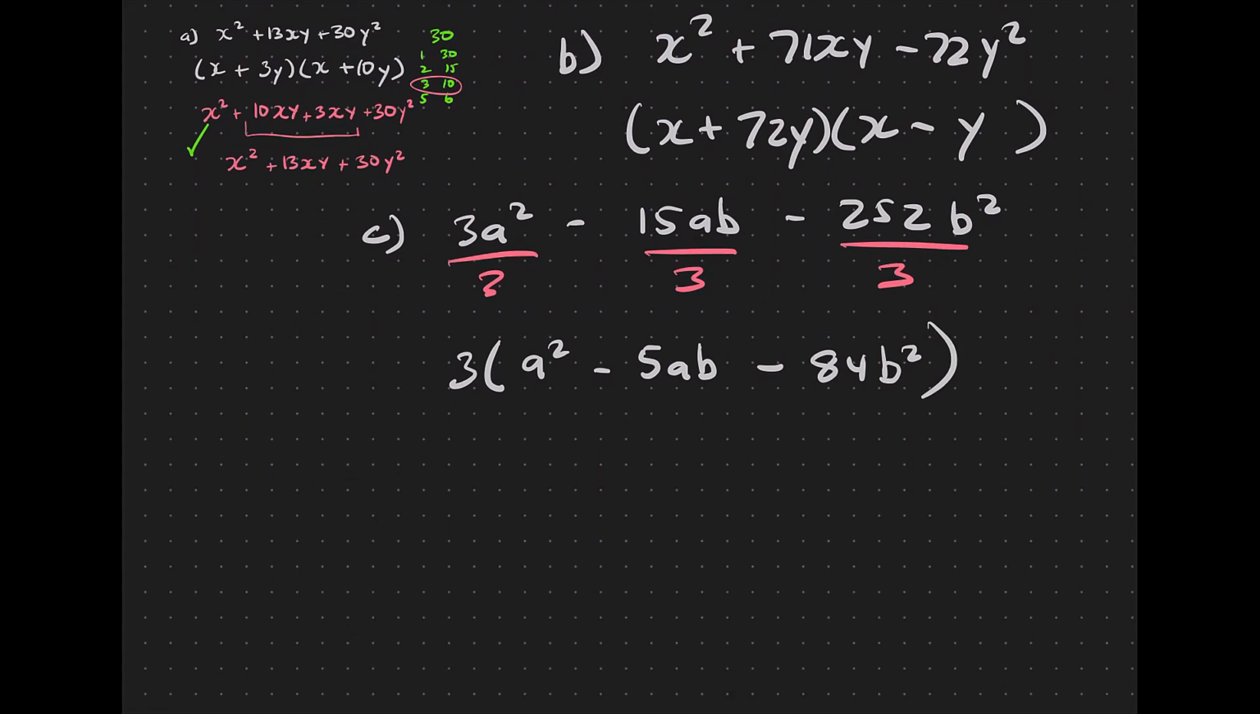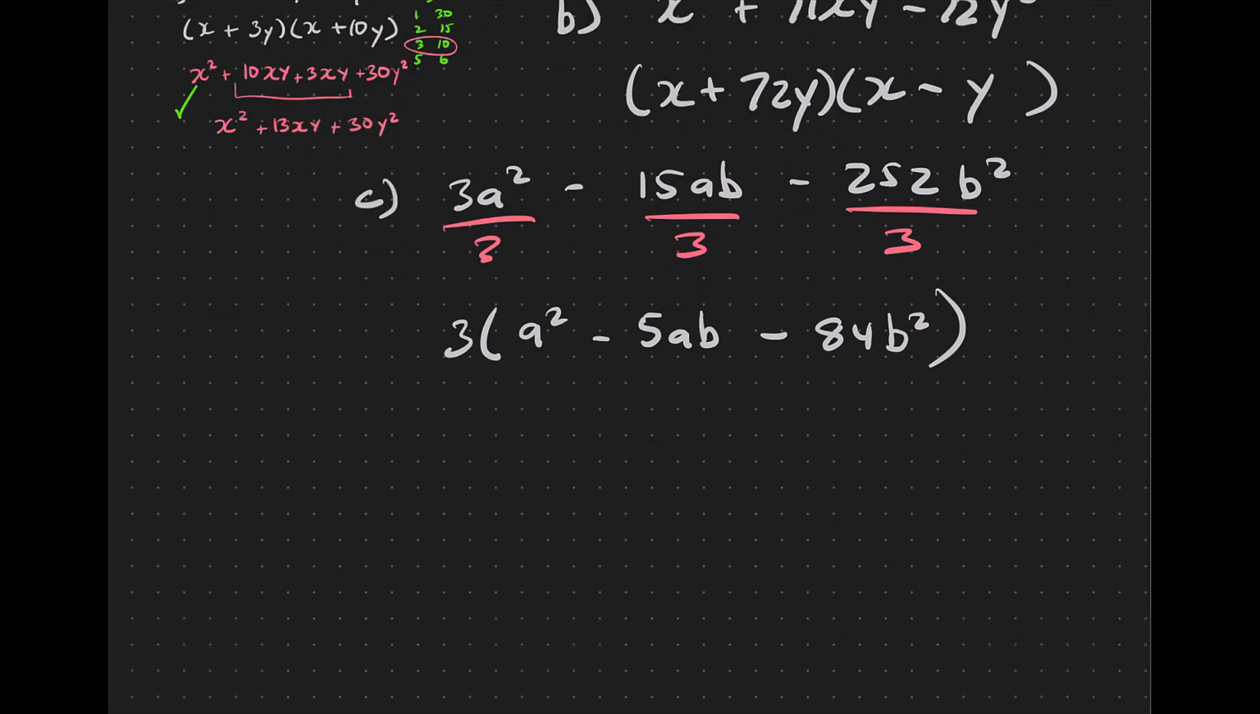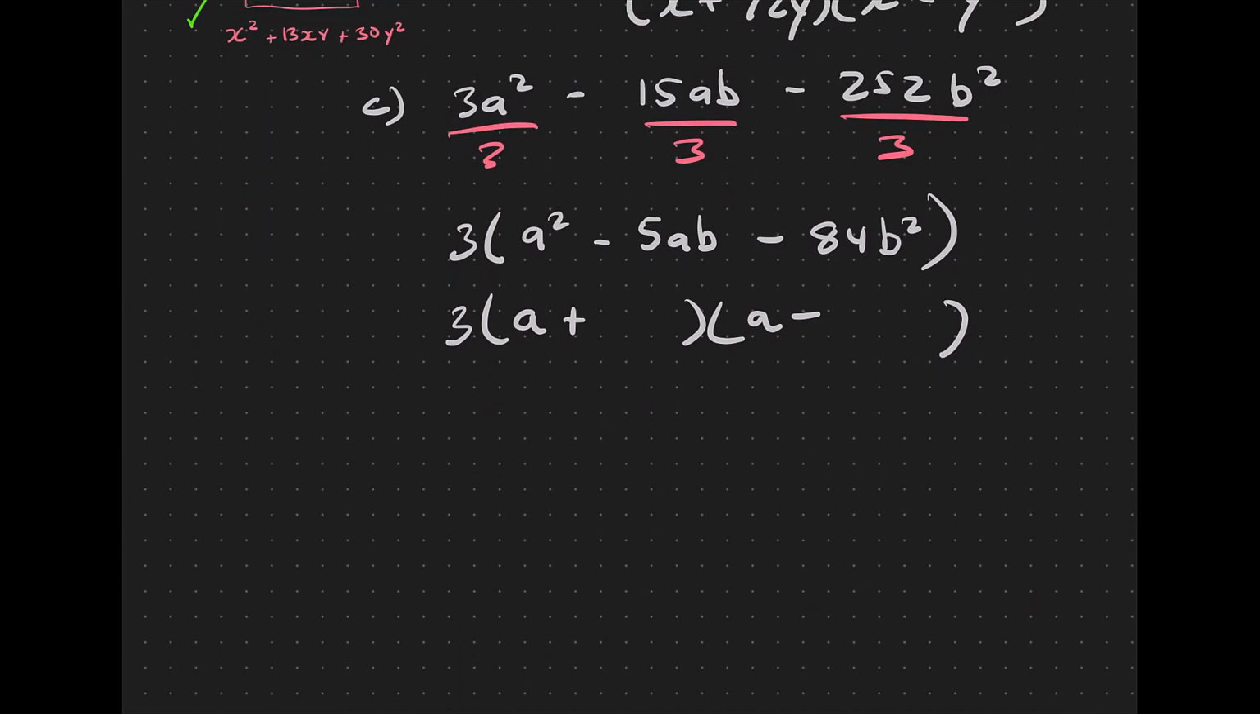Okay, and now what do I need to do? Well, I need to keep that 3 there, form two binomials with a and a. The signs are different, so plus, minus. We need to look at the factors of 84. So what do I got? 1 and 84, 2 and 42. 3 will go into 84 28 times, and 4 will go in there 21 times.